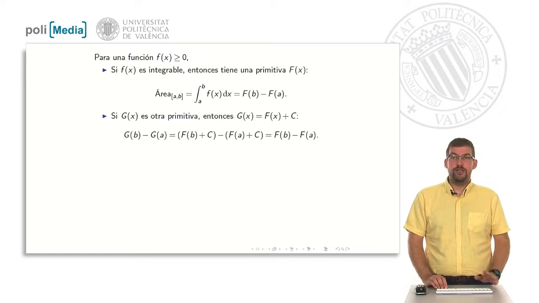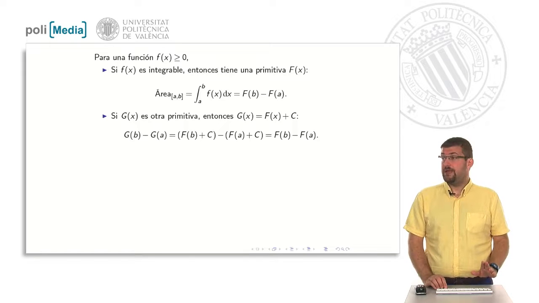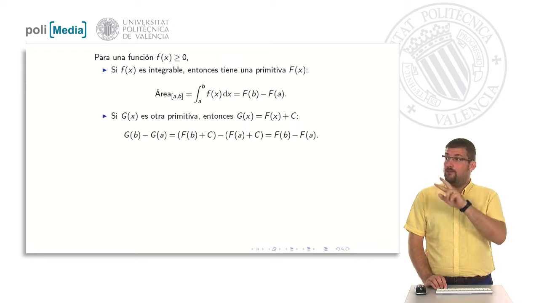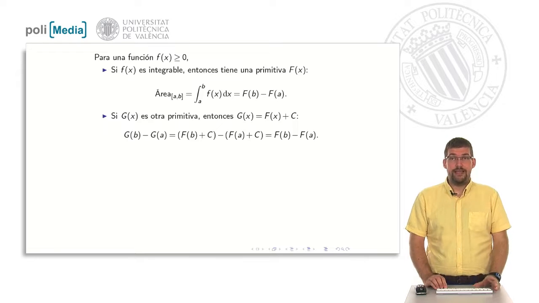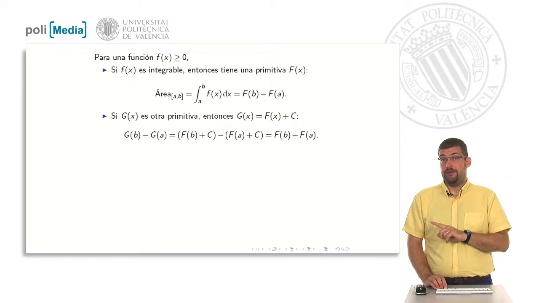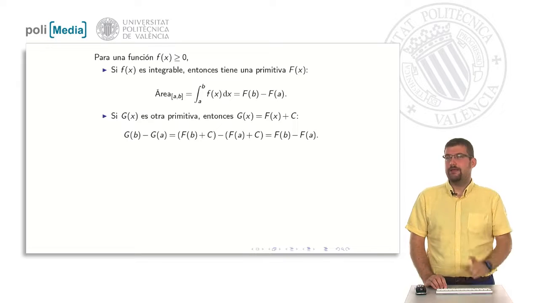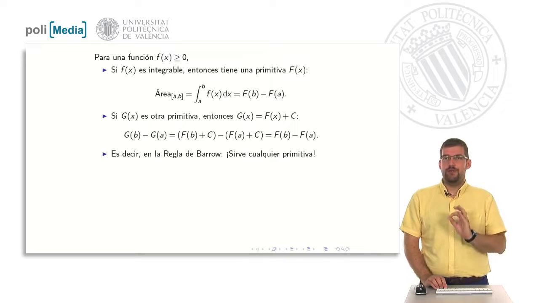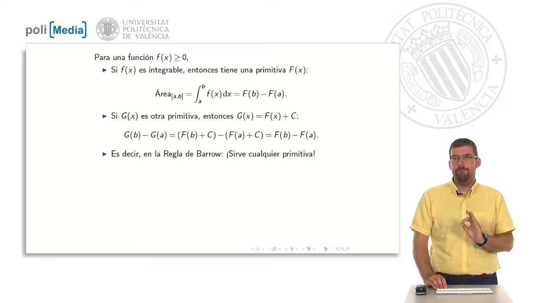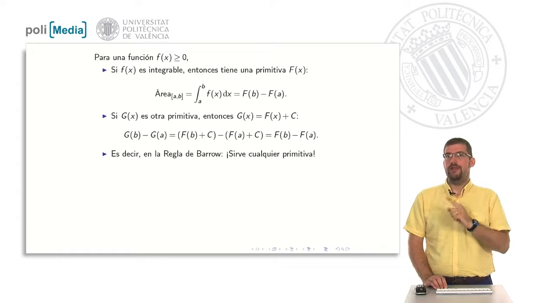But if G happened to be any other primitive of the lowercase f, it turns out that G is going to be F plus a constant. And as we see on the screen, the difference G of b minus G of a turns out to be F of b minus F of a. And what this means is that in Barrow's rule, any primitive will do. Any primitive, not only the one we have calculated, but any other primitive should work as well.